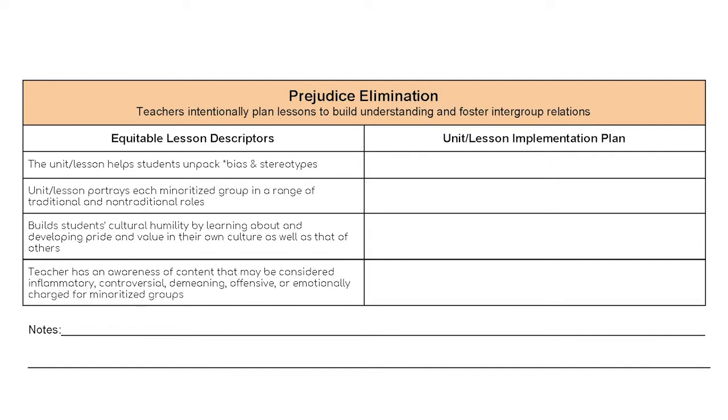So prejudice elimination is important because we don't want prejudice reduction, we want prejudice elimination. Teachers intentionally planning their lessons to build understanding and foster intergroup relationships. So one of the questions you really want to be able to ask yourself in your classroom is, what climate do you want in your classroom and in your school? One of the equitable lesson descriptors is the unit or lesson helps students unpack bias and stereotypes.